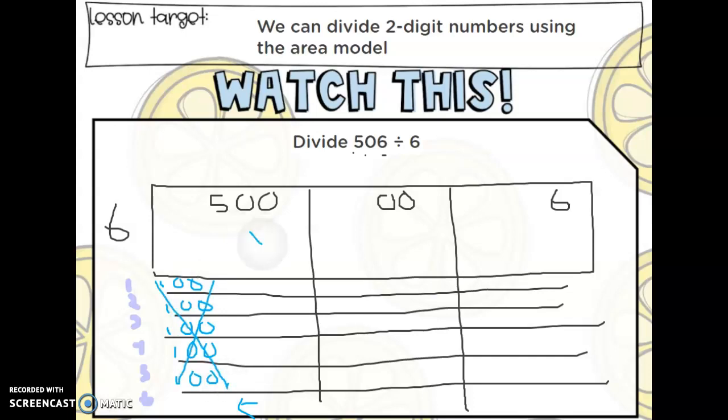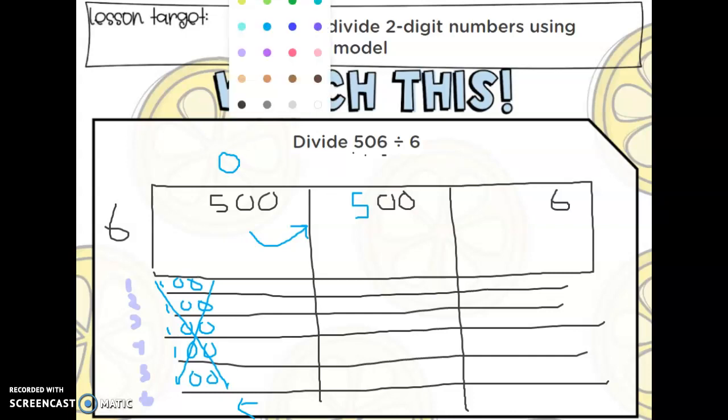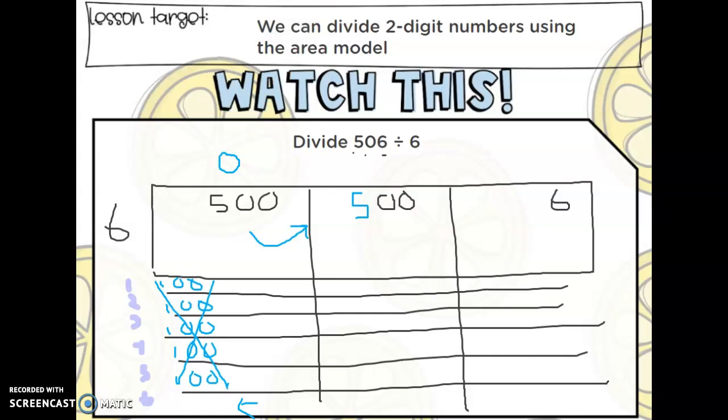I'm going to have to move all 500 of those over to my tens, and now I have 500 here that I need to regroup and divide into my 6 groups using tens. So I wasn't able to divide my hundreds, I had to move them over. So now I'm going to choose another color for my tens, and I'm going to count by tens into my 6 groups until I get to 500.